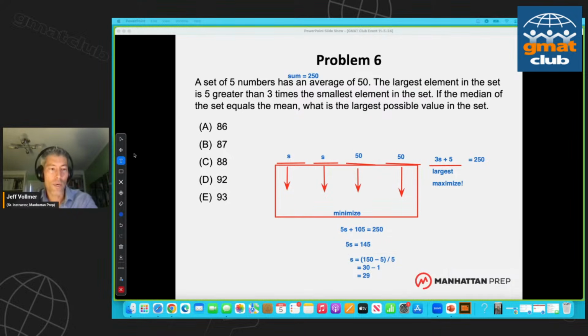So if S is 29, then what's 3S plus 5? Well, 3S would be 3 times 29, which is 87. Don't forget to add the plus 5 to get to 92.